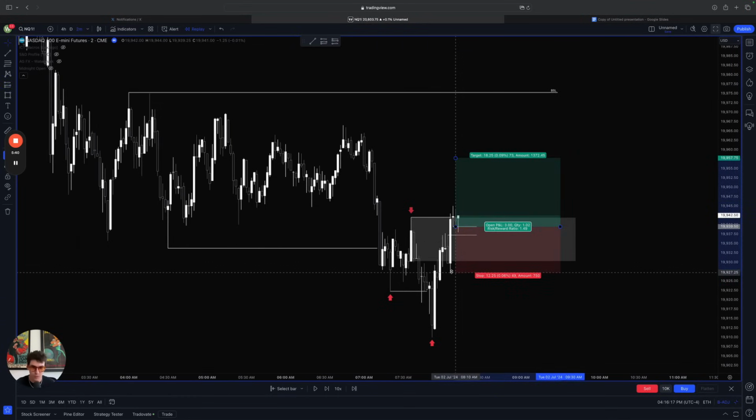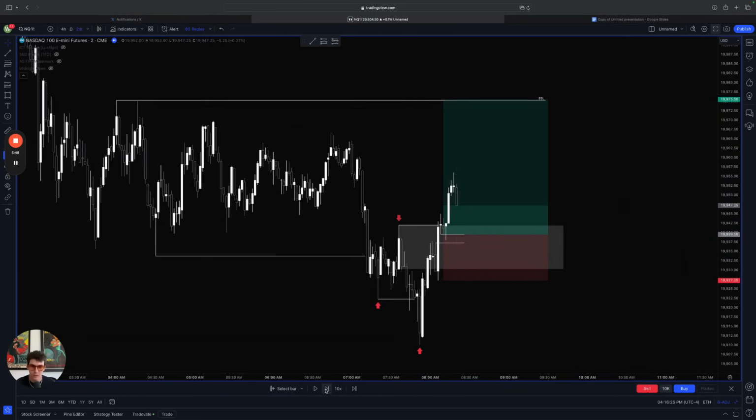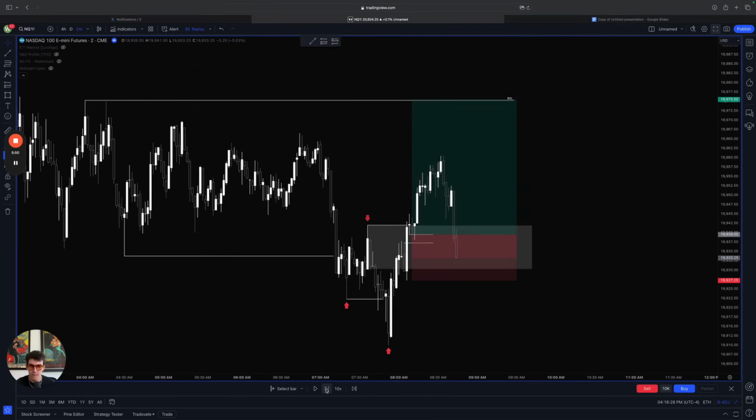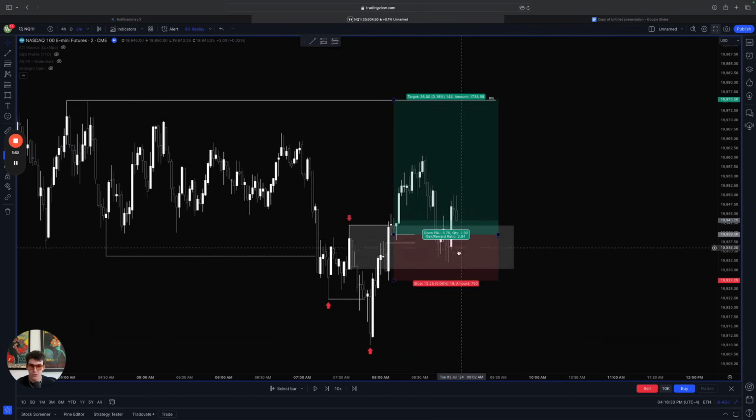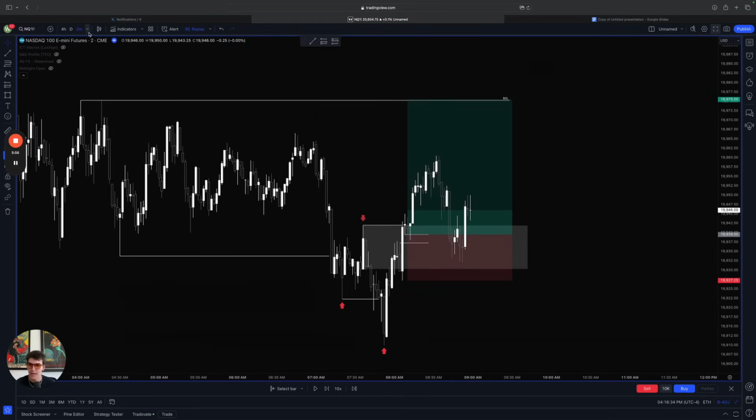Fair value gap, you would put your stop at this recent low. We'd be targeting buy side liquidity. We then get a displacement move to the upside before pulling back into the breaker. This is when you could possibly have another entry as well.